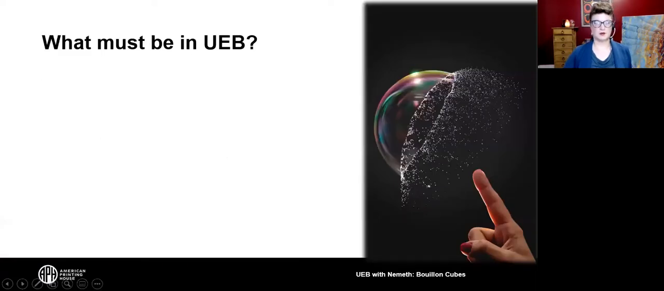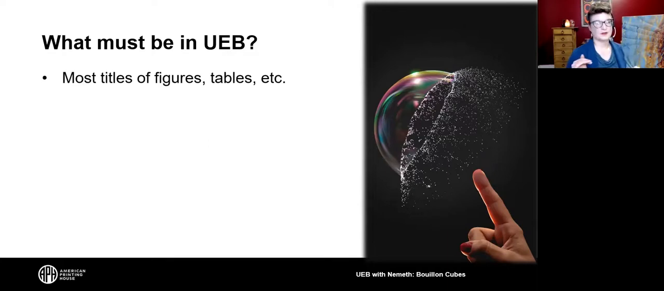So we've been talking a lot about what has to be in Nemeth, right? What do we have to put in bubbles? But there are a couple of things in addition to just text that isn't part of any calculation. There are a couple of other things where we can remind ourselves to keep in UEB, outside of the bubbles. We're talking about titles of figures, tables. Often these will be a series of illustrations that are labeled something like figure 1.A, or please take a look in your appendix at table 17.1.